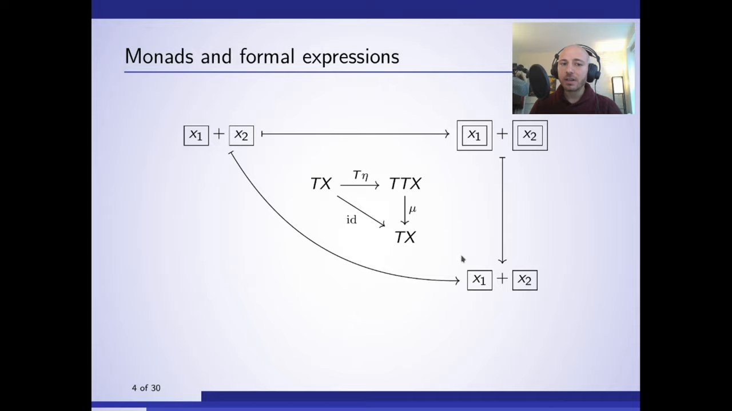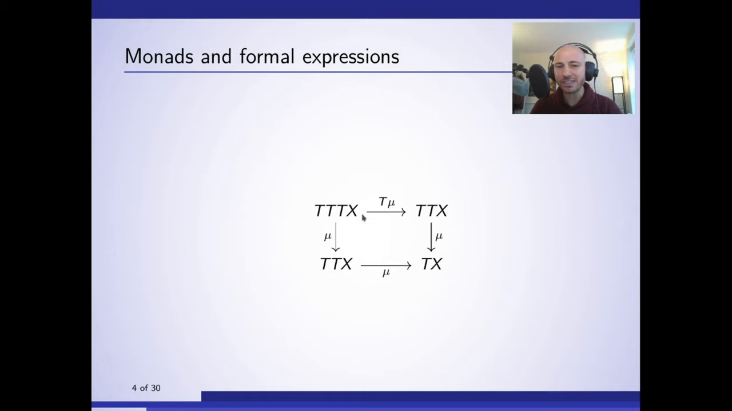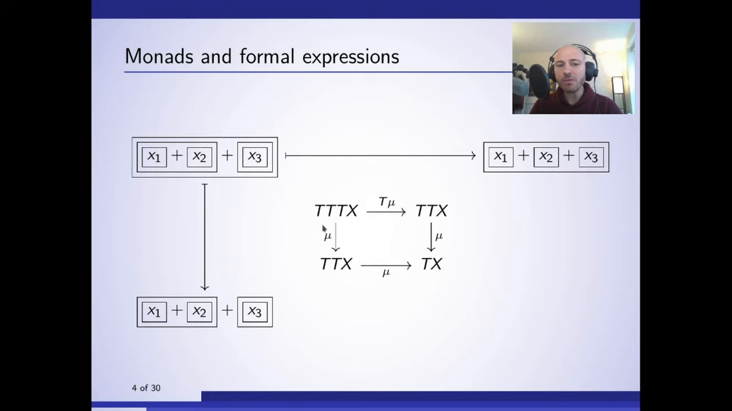And the third diagram, the associativity diagram, sometimes it's called. We have TTTX, so three levels of boxing. Mu removes the outermost box. T mu, for each outer box, applies mu. So inside this big box, it removes the boxes. So basically, it removes the middle boxes, okay? So these two expressions differ. However, now apply mu again, so remove the outer boxes that you're left with. You see, what mu is doing is basically removing the boxes that we didn't remove before. And so the result is again the same, all right?